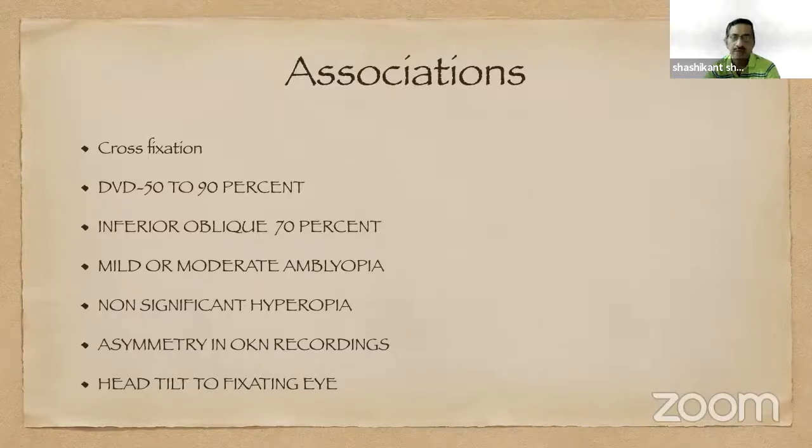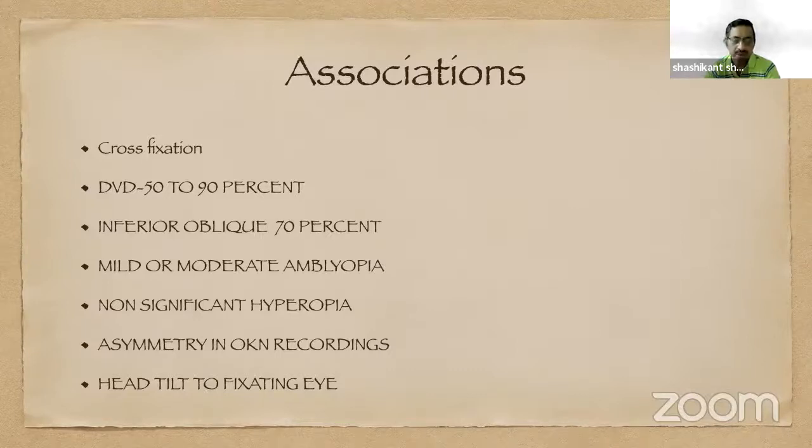Esotropia presenting after 6 months of age is basically acute onset esotropia. And 50 to 90% of patients can have dissociated vertical deviations. 70% of them may have inferior oblique overactions. They may have mild or moderate amblyopia. And usually they will have non-significant hyperopia, where the hypermetropia is usually less than 2 diopters.